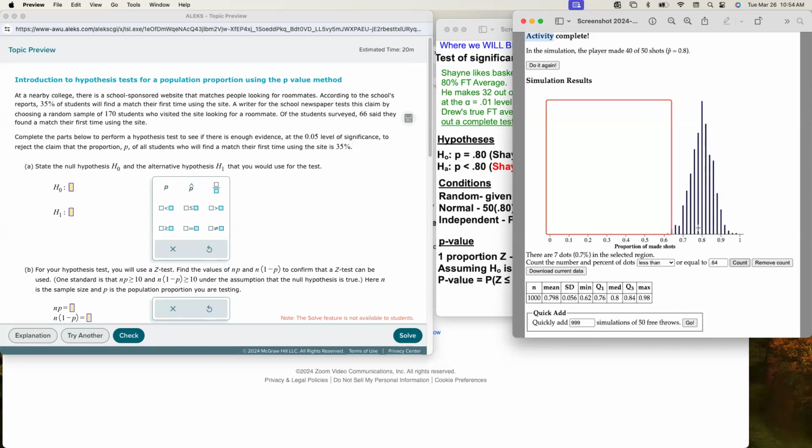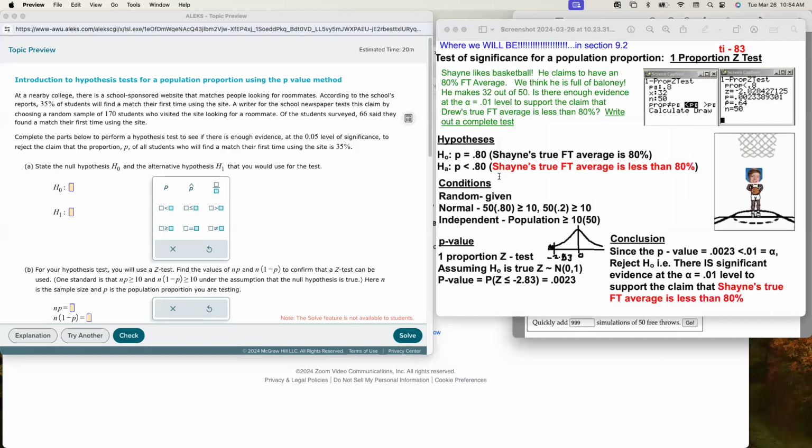The key here is that if we counted up the number of times that he got 64% or less, and the computer did this for us, it was only 7 out of 1,000. That's 0.7%, less than 1% of the time. So for him to do that here would be very unlikely, but it did happen. The only other explanation might be that this alternative is true.